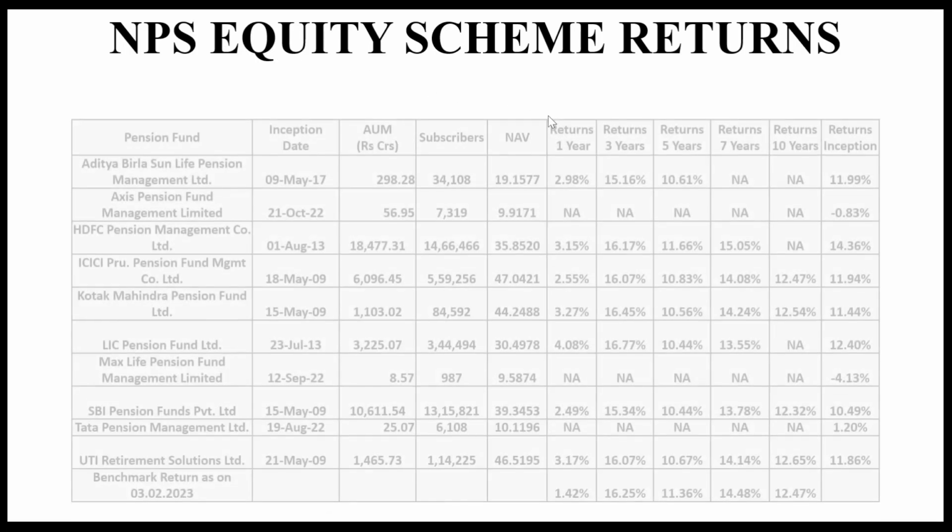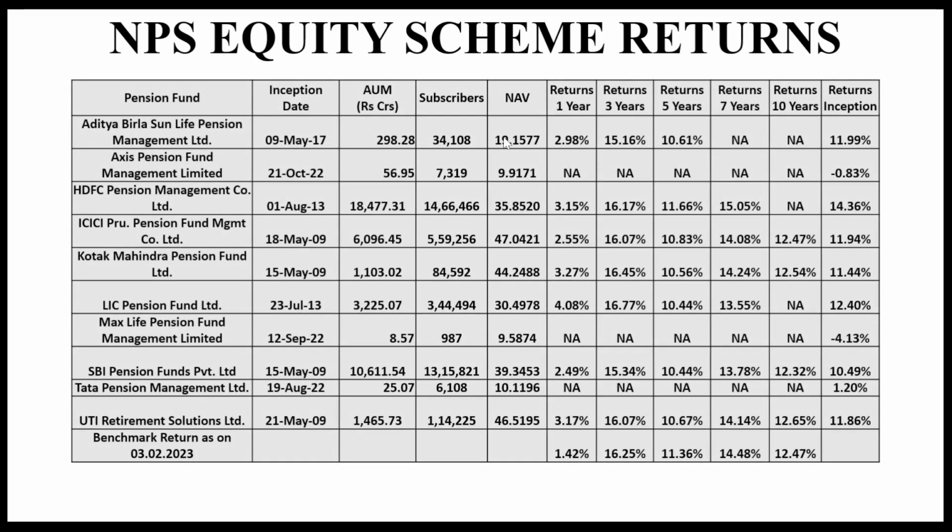बात करते हैं various pension fund managers की. If your money is invested into equities, this data has been taken from NPS website, and as seen, HDFC Pension Management Corporation Limited has given highest returns, that is 14.36%, and also has highest number of subscribers attached to it, and also highest number of asset under management to the tune of 18,477 CR.